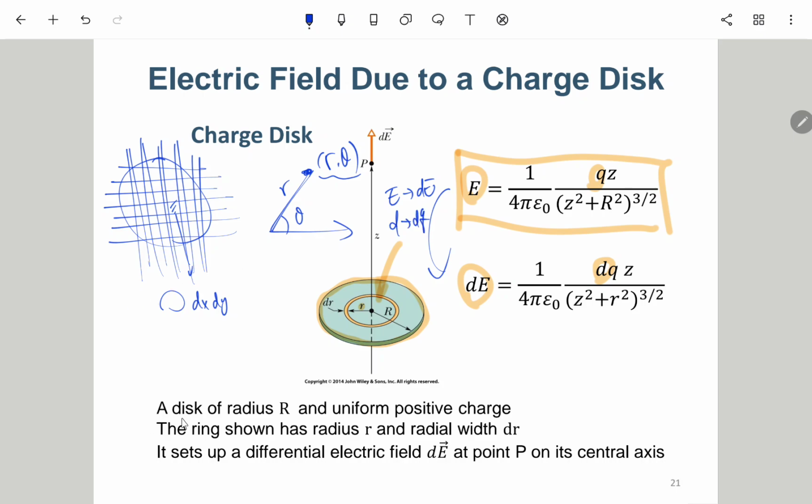Okay, so here it says a disk of radius capital R has uniform positive charge. The ring shown has radius small r. So this yellow ring has a radius of small r and radial width dr. This dr is infinitely short. And it sets up a differential electric field dE at point P on its central axis.